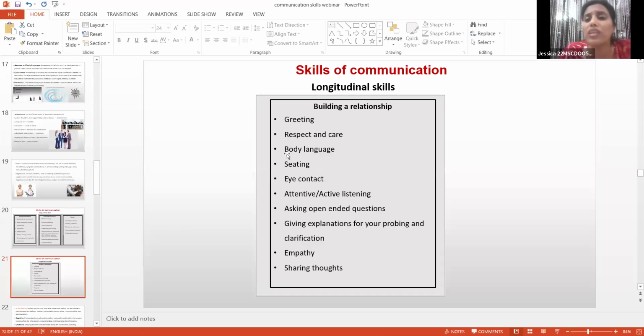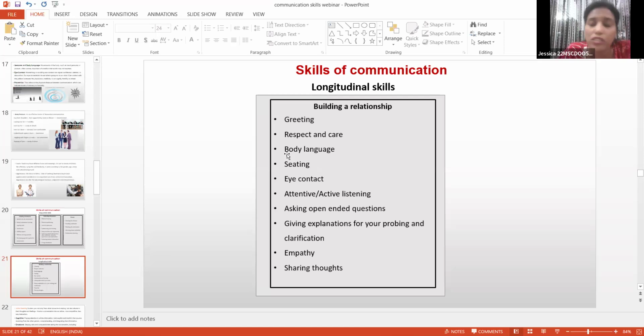Now there are something called longitudinal skills. What are these longitudinal skills? These are the skills which help us to build a relationship. For example, greeting the patient, smiling, and giving appropriate body language, respect and care to the patient throughout the interaction.